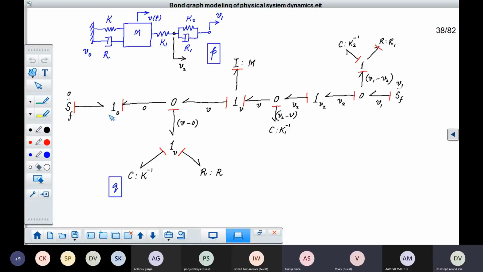Flows are zero, so the system is static here. So actually, it's an action-reaction representation. Is it clear? Okay, sir. Thank you, sir. Any other question?